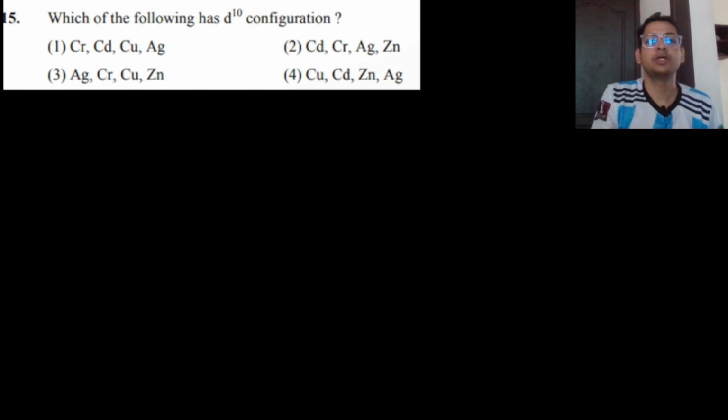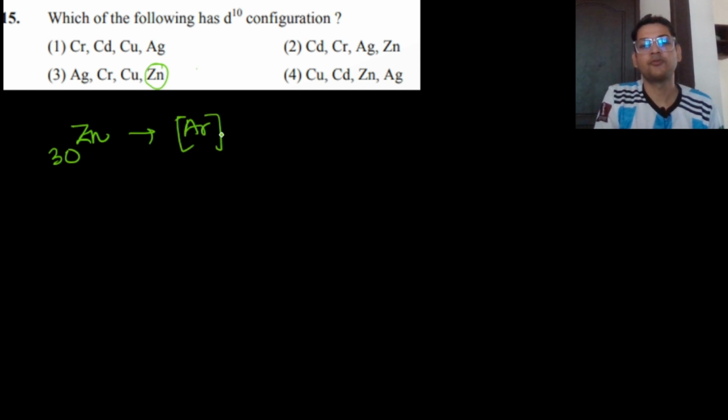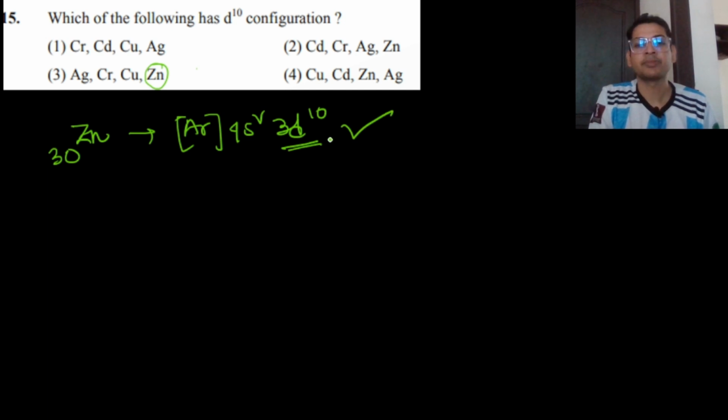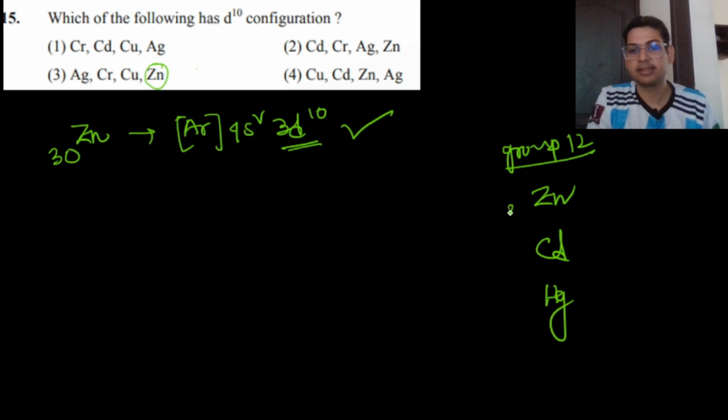Then, which of the following is having d10 configuration? If the question is like this, then as soon as I see it, I can say Zn is having d10. Zn is 30, and it is having argon 4s2 3d10. So d10 configuration is matching. In group 12 you have zinc, cadmium, mercury. Zinc is 30, this is 48, and this is 80, right?